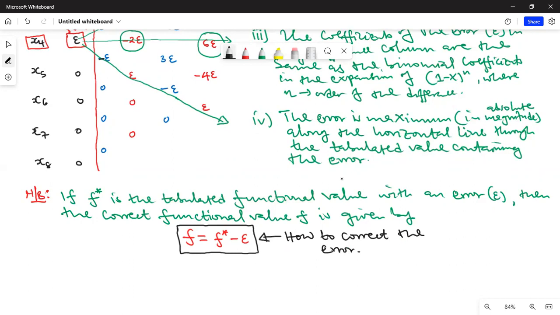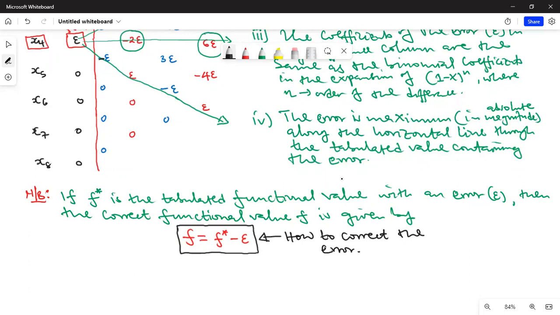So F star is the one that you recorded wrongly. If you now know the magnitude of the error that you encountered, then take what you recorded wrongly, subtract the error that you encountered. And you know error can be negative or positive. If you get a negative, it will be minus negative of that value, so that you get to the correct value that you ought to have recorded in your table.